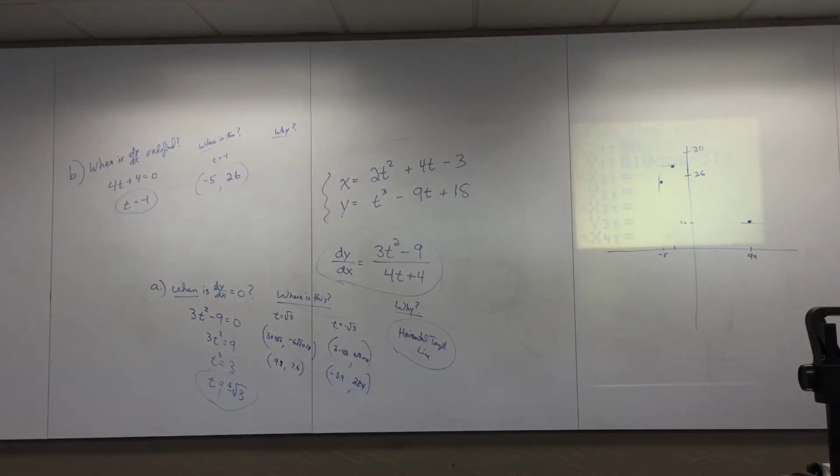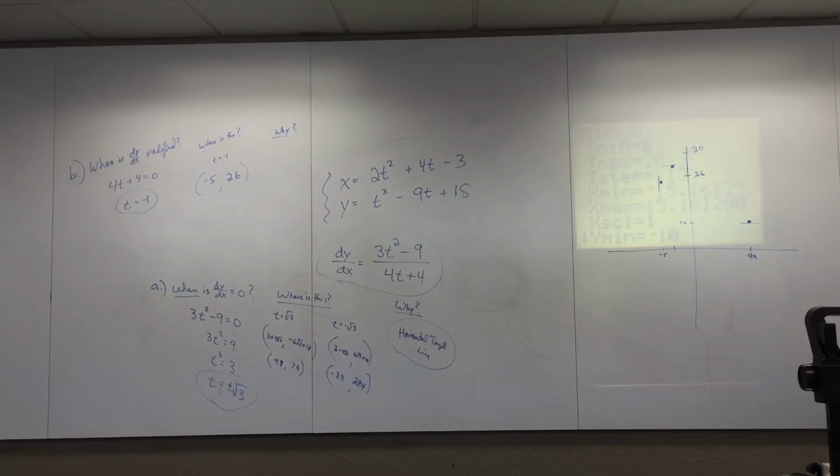Y equals, clear that last thing. I'm typing in 2t squared plus 4t minus 3. And then I'm typing in t cubed minus 9t plus 18. And I'm graphing, I'm not going to hit graph yet.